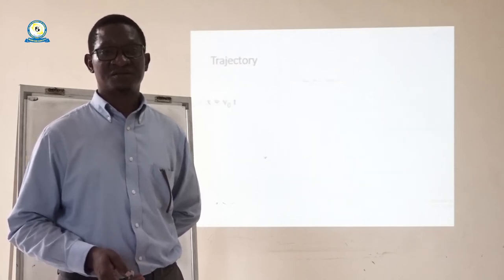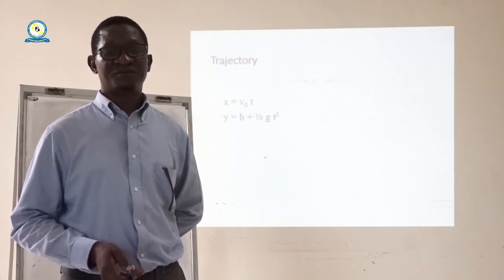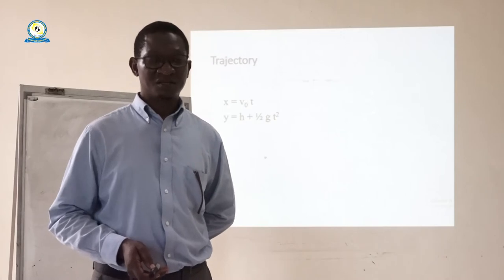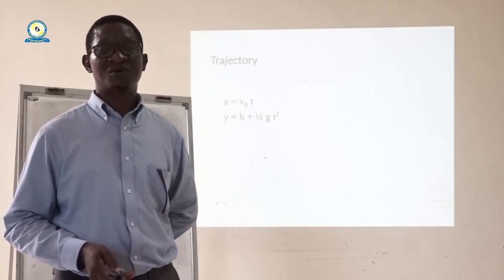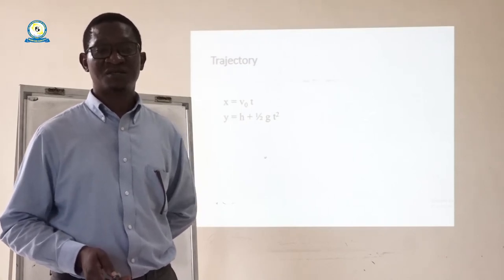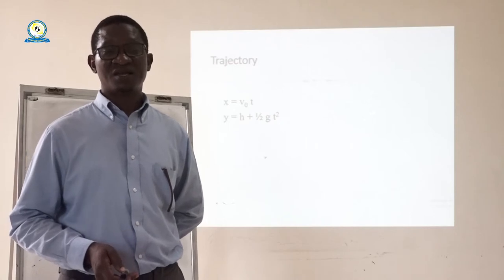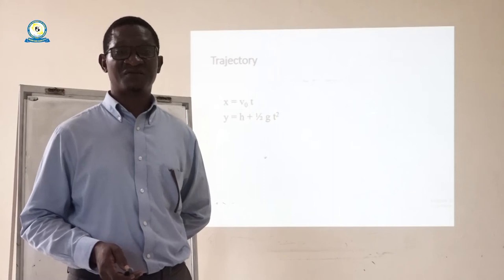Trajectory. Trajectory is a path. So horizontally, we have x equal to v0 times t. In the vertical, y is equal to h plus a half gt squared.